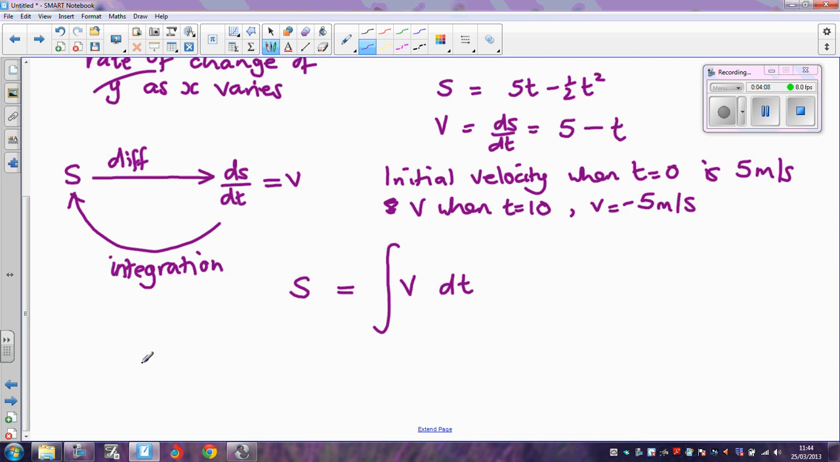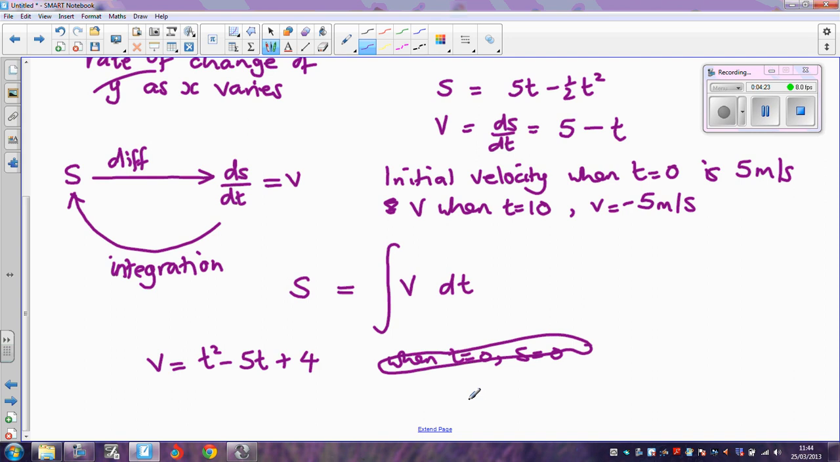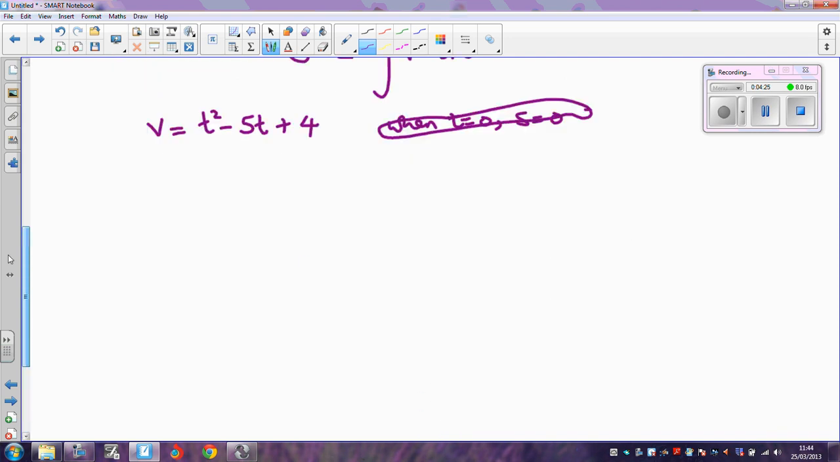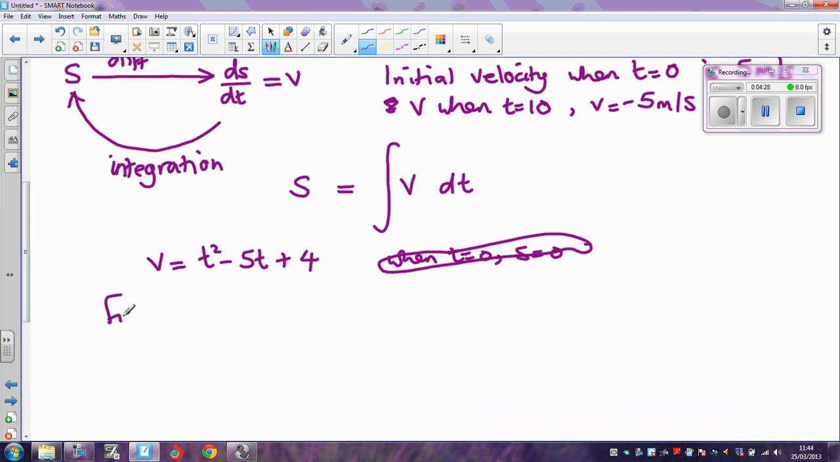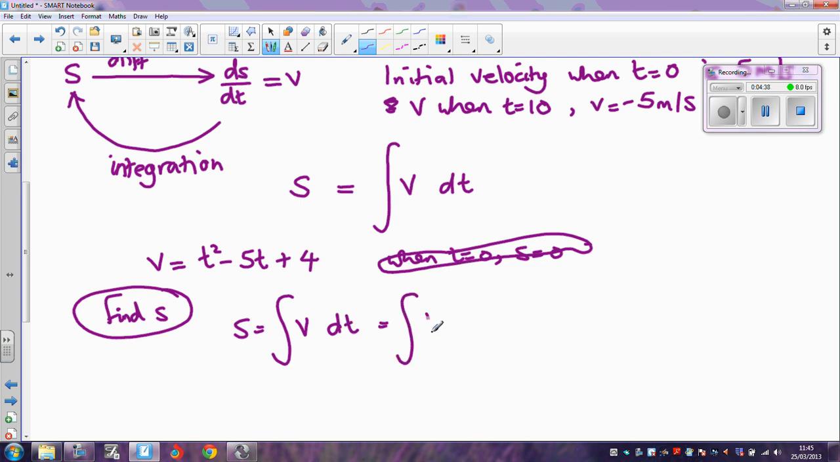So let's say you're told that you have a particle and you know that its velocity is t squared minus 5t plus 4, and you also know that when t is equal to 0, the displacement of that particle is equal to 0. Okay, so let's say the question says find an expression for the displacement. The displacement is just going to be the integral of the velocity with respect to time, in other words, the integral of t squared minus 5t plus 4 with respect to time.